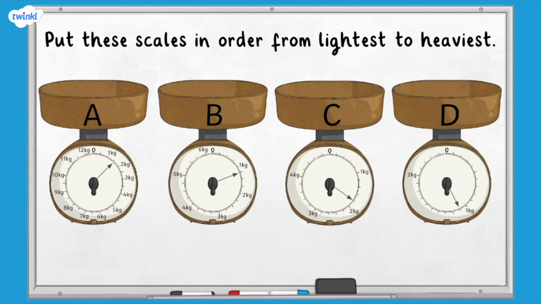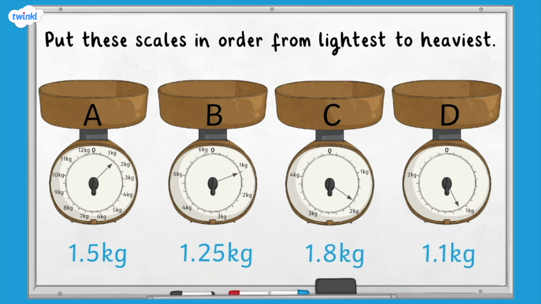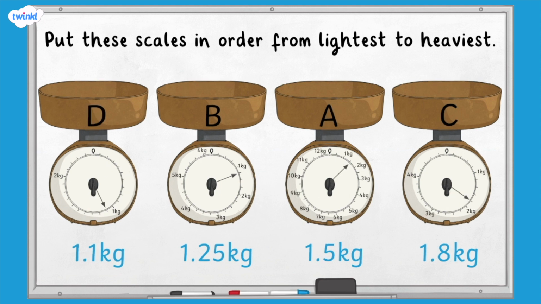How did you get on? Great. Scale A shows 1.5 kilograms. Scale B shows 1.25 kilograms. Scale C shows 1.8 kilograms. And scale D shows 1.1 kilograms. That means that the order from lightest to heaviest is D, B, A, C.